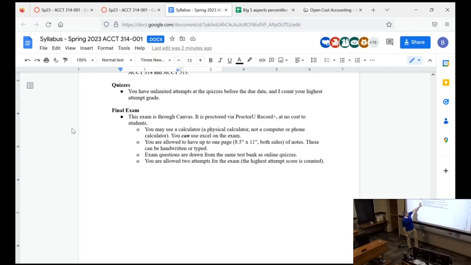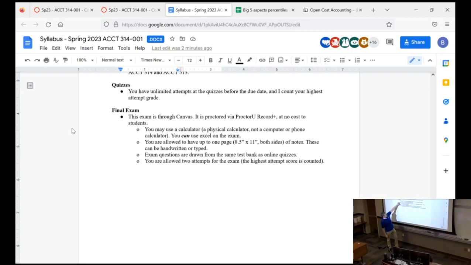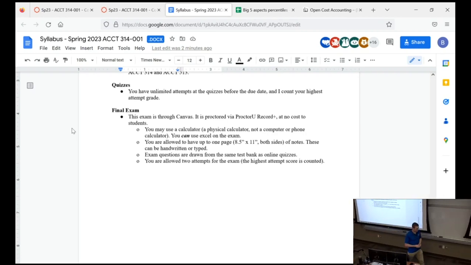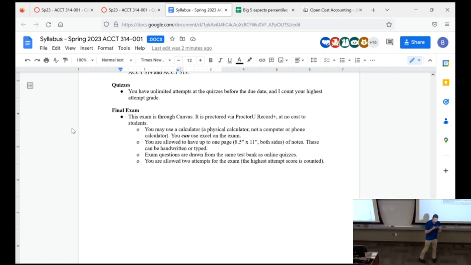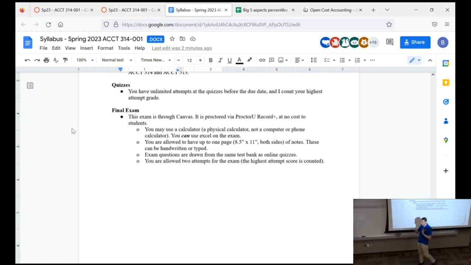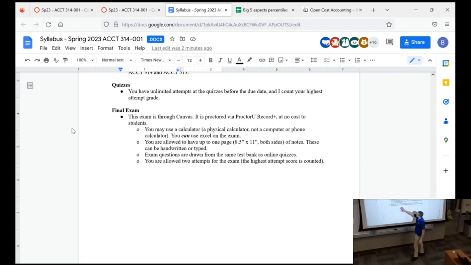And you can have some scratch paper and 1 page of notes, front and back. Normal 8.5 by 11 sheet. It can be handwritten or typed. So if you really want to get your focus on and get really small print and type out whatever you want, more power to you.